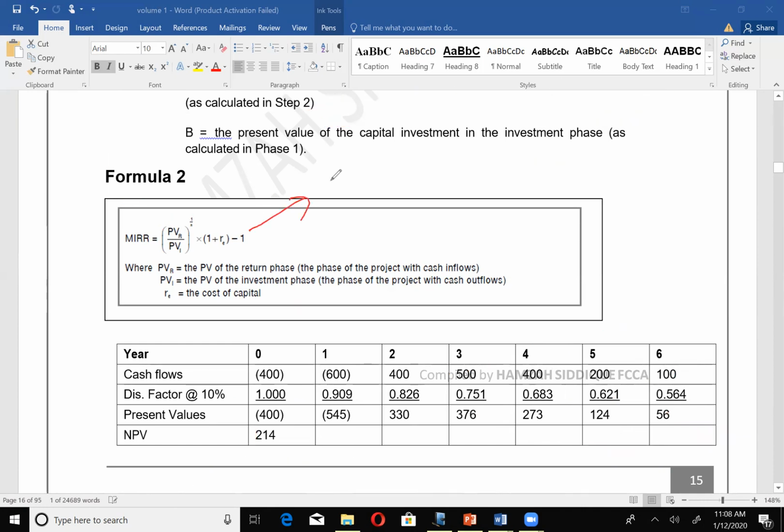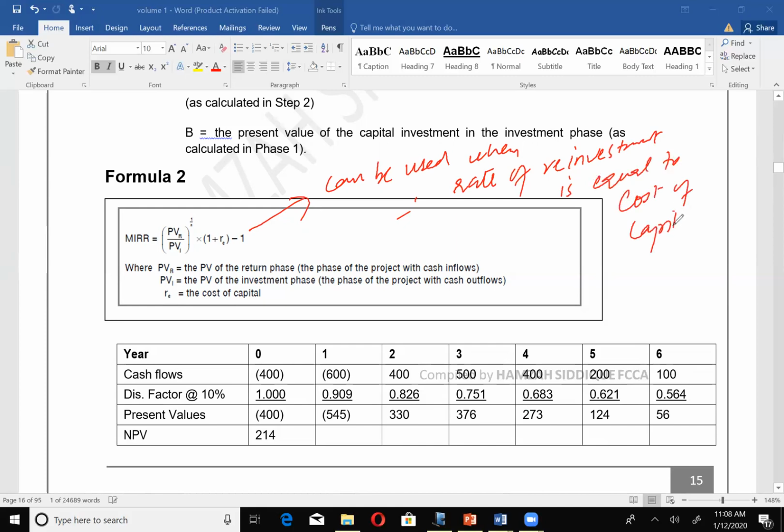This can be used when the rate of reinvestment is equal to the cost of capital. If they are different, then the first formula will be used.